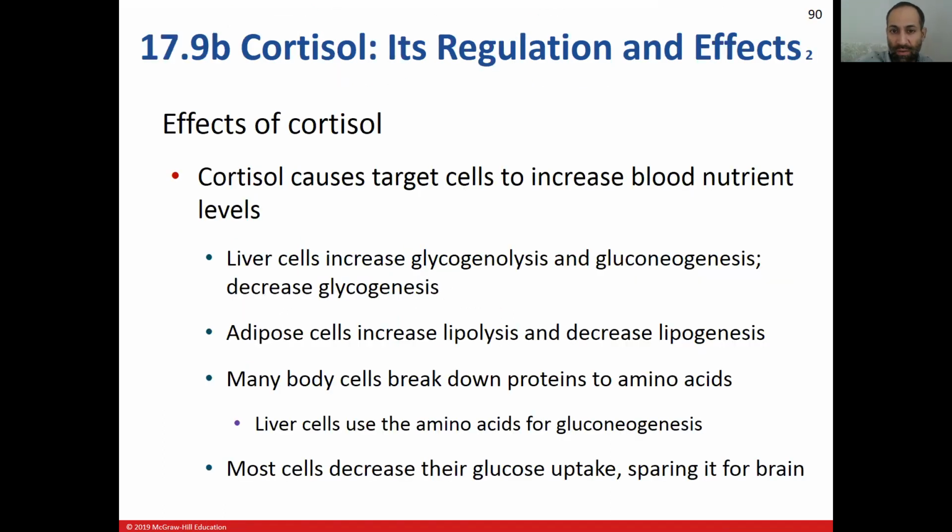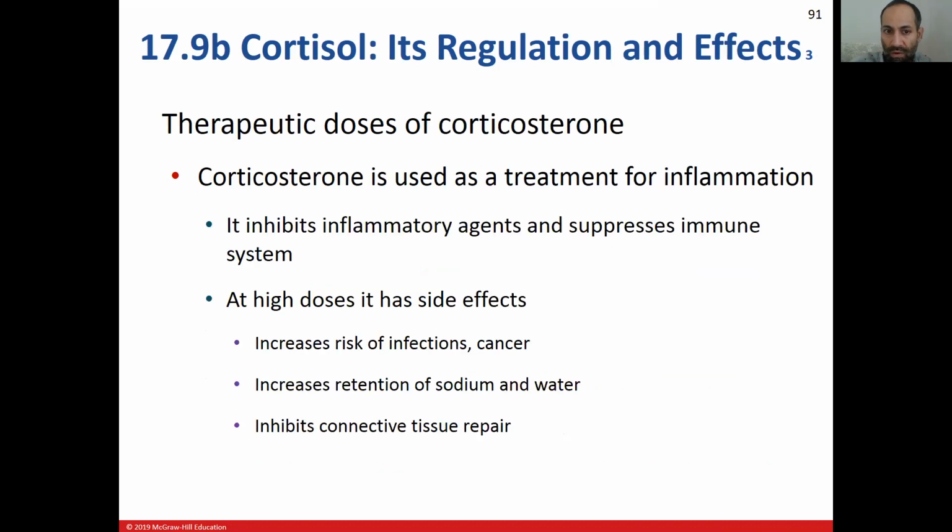Okay, so effects of cortisol, what does it do? It increases your blood sugar levels, makes you diabetic. It decreases your fat levels, okay? Breaks down fat. It also breaks down your protein, so you also lose muscle here, okay? And it dampens your immune response, so you get more infections with high stress because of cortisol.